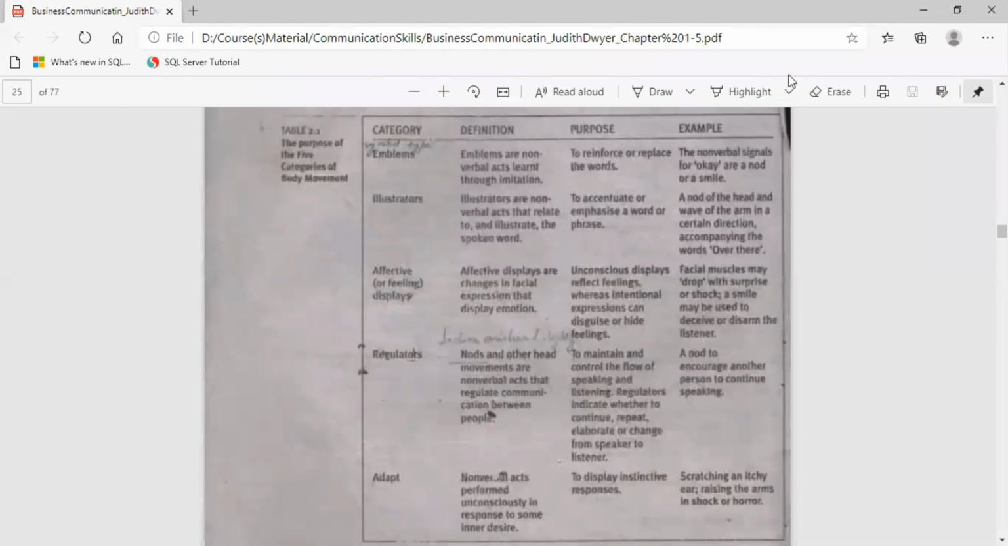So you're required to go through all these five categories so that you'll know the purpose of the five categories of the body movement. There is a specific purpose of each and every one of them. Like emblems are used to reinforce or replace the words, and illustrators are utilized to accentuate or emphasize a word or a phrase. So you have to go through this table 2.1 so that you'll have an idea of what the specific purpose is and what the specific definition is. And there's an example as well. You can go through this. So now let's move towards the second part.